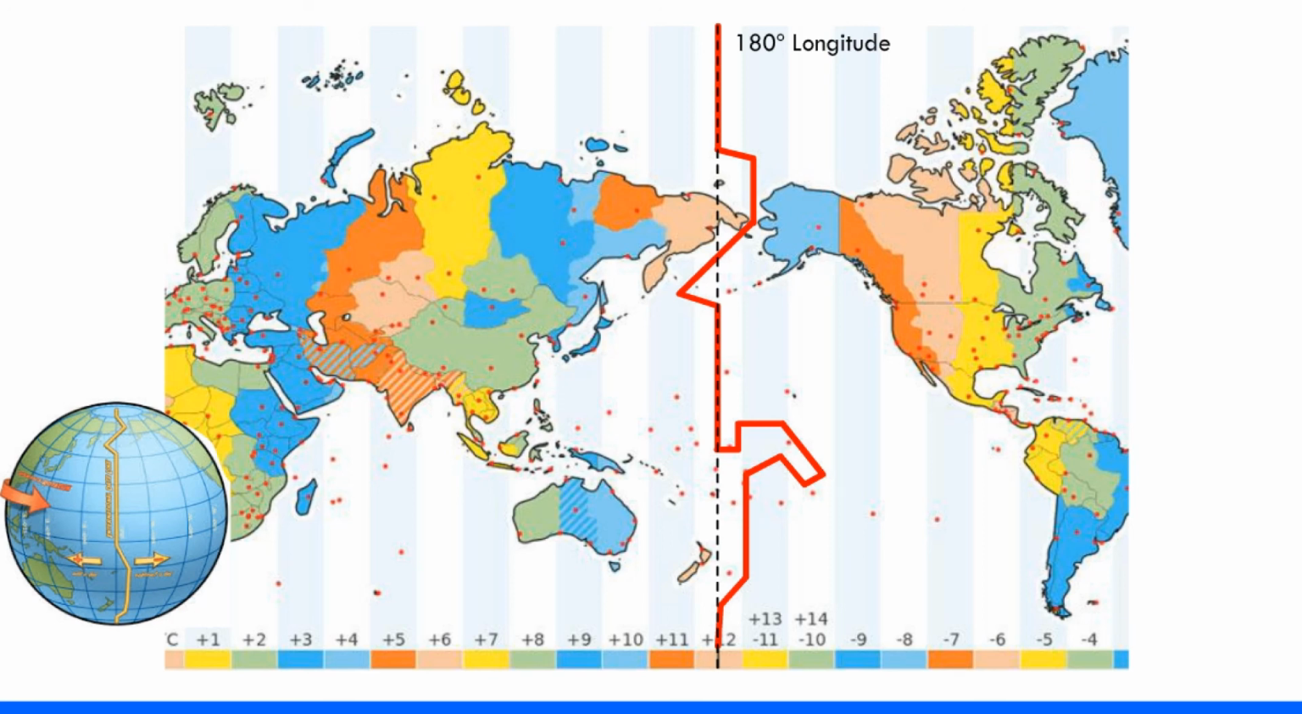When you travel east across the International Dateline, you need to subtract a day. Similarly, you gain 1 day when you travel west across the 180-degree longitude.